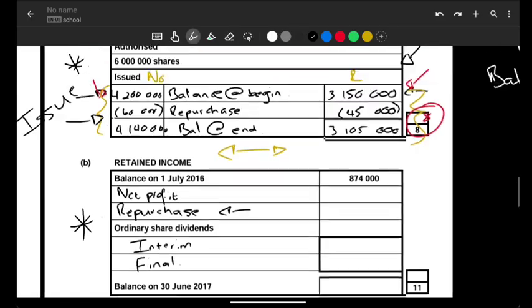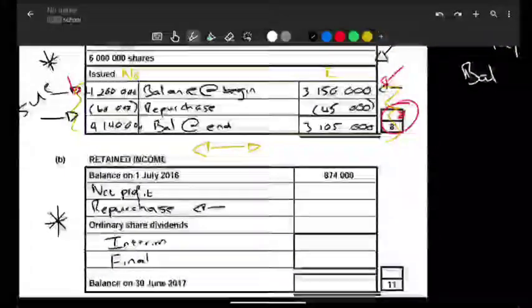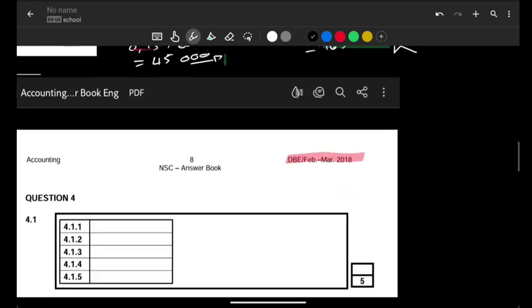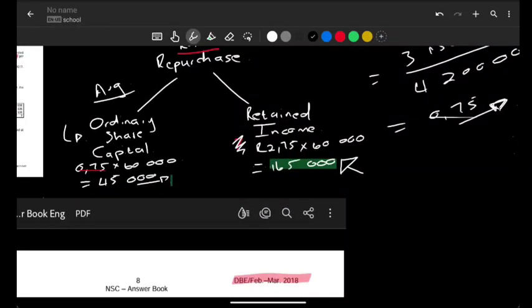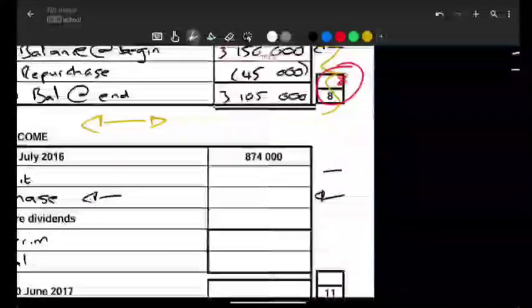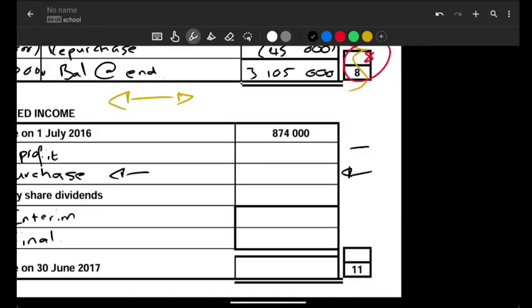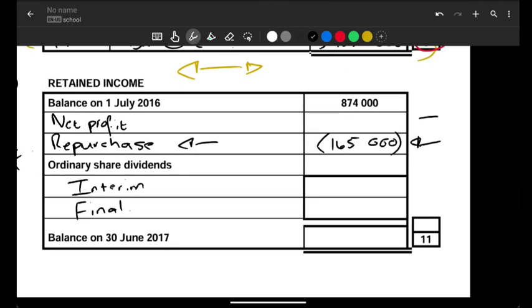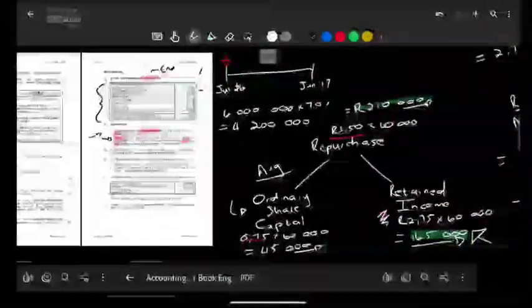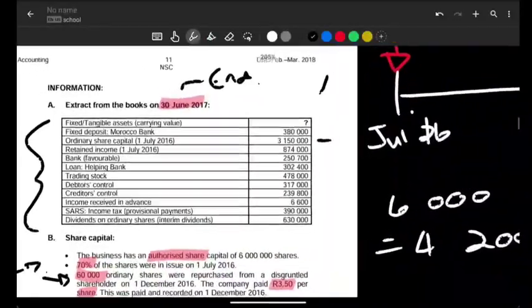So continuing, let's go back. Net profit, we need to find that, and then they've given us our balance. Let's put in our repurchase amount, right? So repurchase amount is 165,000 rand. Now this amount, remember, you are repurchasing shares. It's money going out of your account, so we have to put it in brackets to show that it's decreasing.